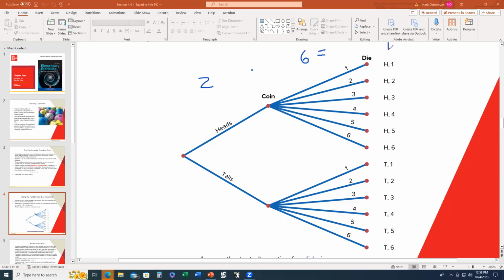So there's going to be 12 possible outcomes of flipping a coin and rolling a die. And here's the 12 possible ways. You could flip a head and roll a 1, a head and a 2, head and 3, head and 4, head and 5, head and 6, tail and 1, tail and 2, tail and 3, tail and 4, tail and 5, tail and 6. Those are the 12 possible outcomes that could occur. So that's making use of the fundamental principle of counting here.